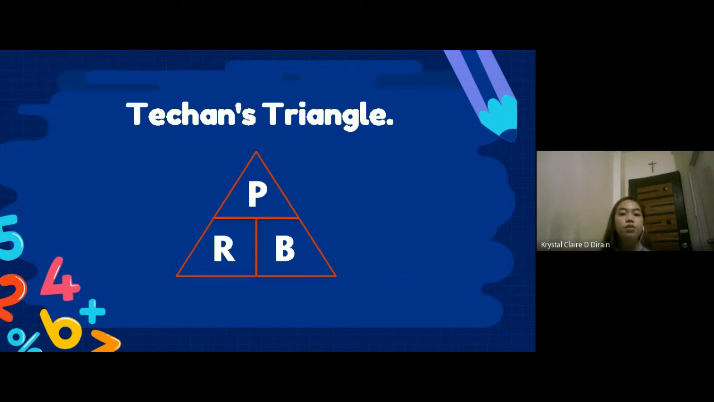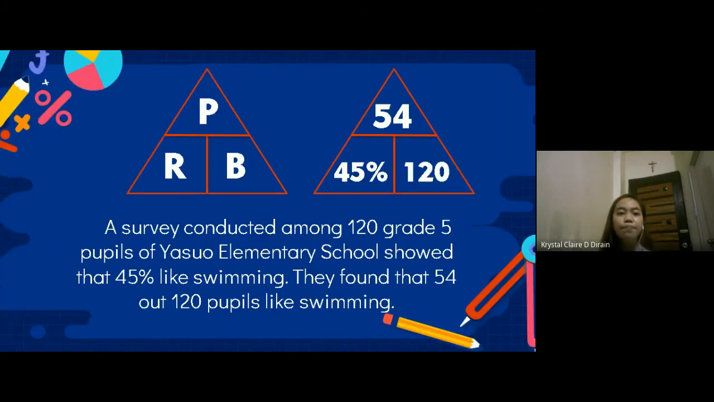So, here is the triangle. It consists of 3 parts. Up on the upper part is the percentage, and under the percentage are the rate and the base. So titingnan natin sa mga sumunod na slides kung saan natin siya magagamit. So let's go back to the example a while ago.